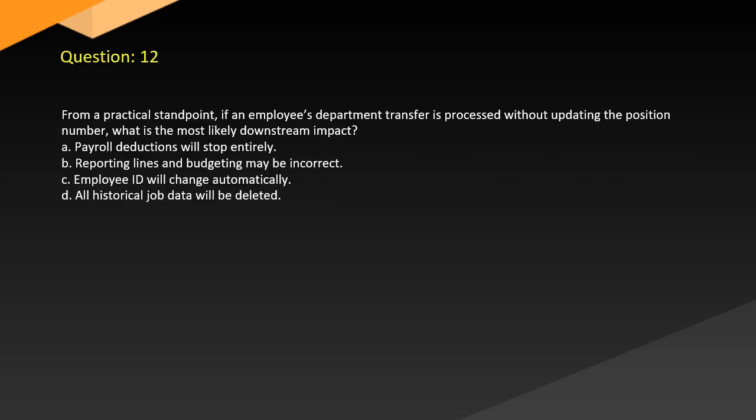Question 12. From a practical standpoint, if an employee's department transfer is processed without updating the position number, what is the most likely downstream impact? A. Payroll deductions will stop entirely. B. Reporting lines and budgeting may be incorrect. C. Employee ID will change automatically. D. All historical job data will be deleted.